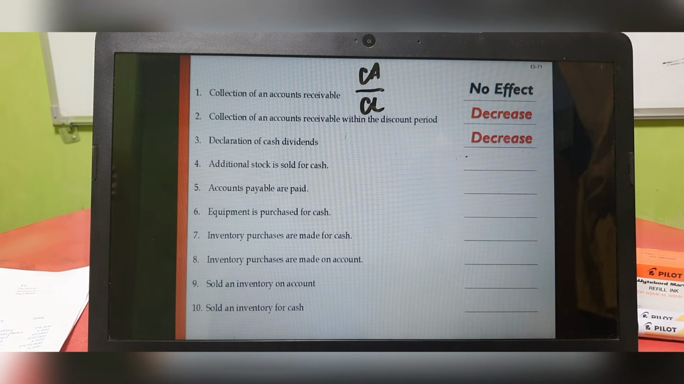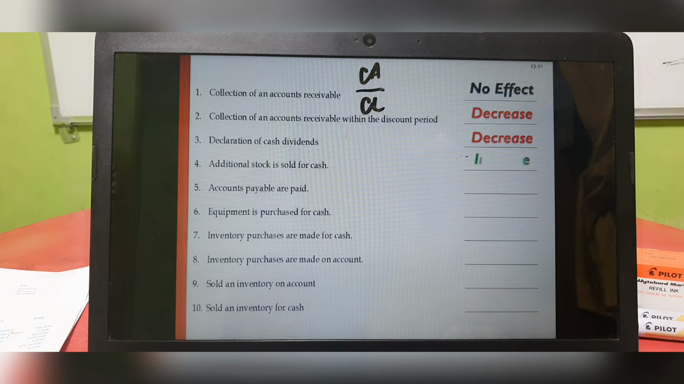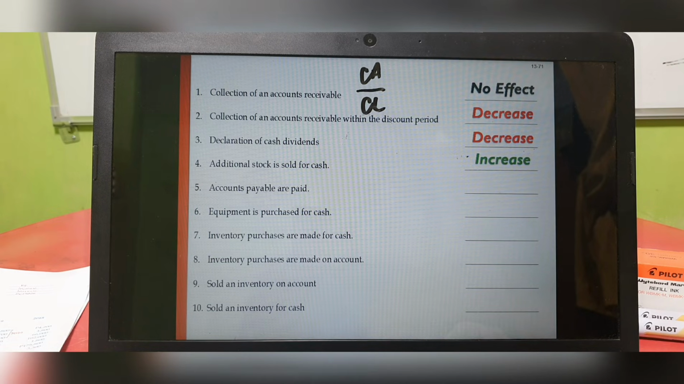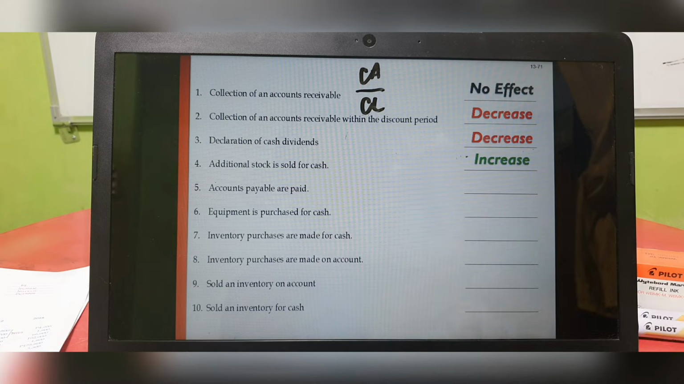Next, additional stock is sold for cash. Whether preferred or common stock, it is sold for cash. Is there an effect on current assets? Yes, our cash increased. Is there an effect on current liabilities? None, because stock is in shareholders' equity. So cash increased. What happens to the current ratio? Increase. Okay?